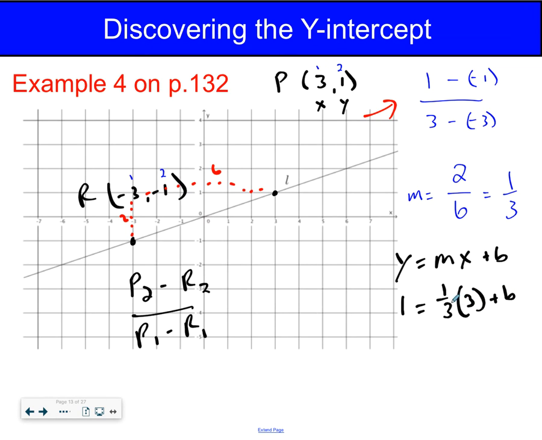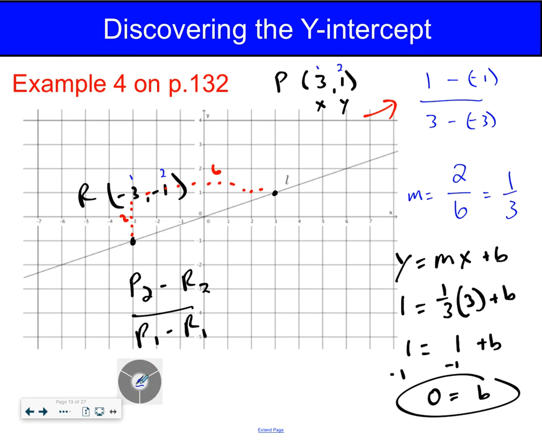Well, what's 1/3 times 3? It's just 1, right? Because 1 times 3 is 3, and 3 over 3 is 1. So I've got 1 equals 1 plus b. And if I subtract 1 on both sides, I get b equals 0. Now, luckily, we can see, based on our visual graph here, that the line does in fact go through the origin, so b is in fact 0.